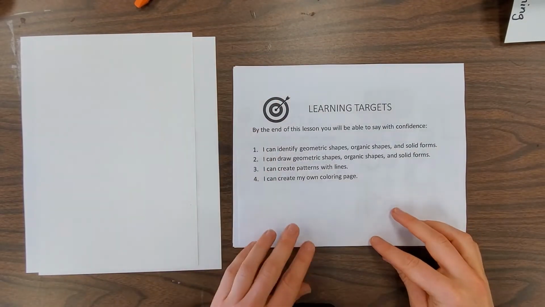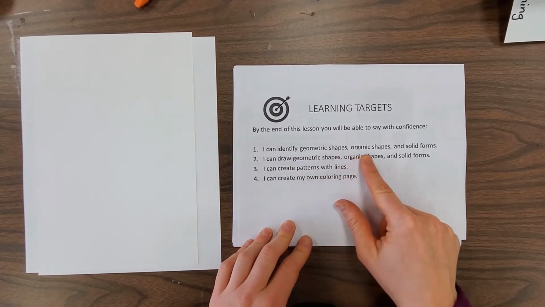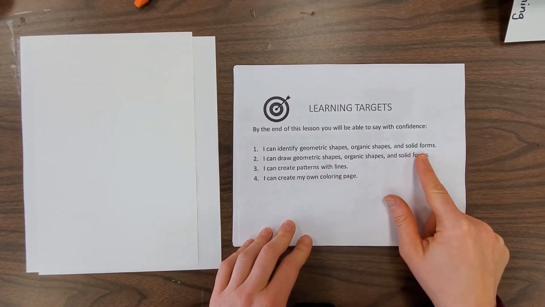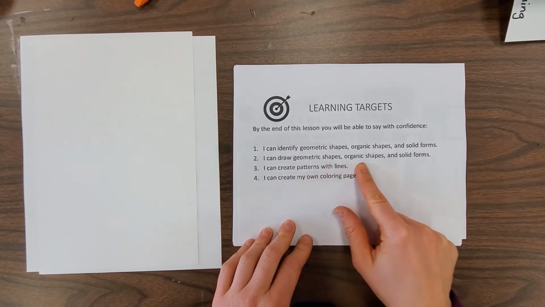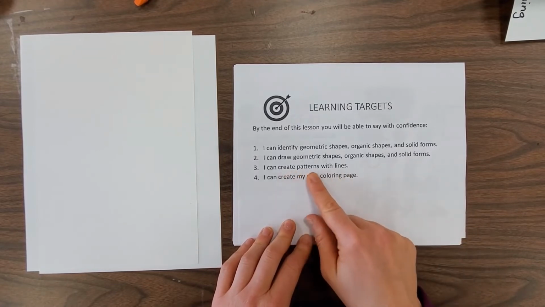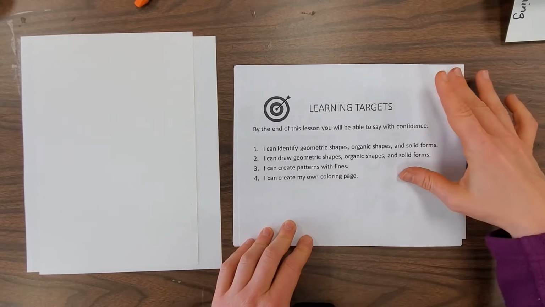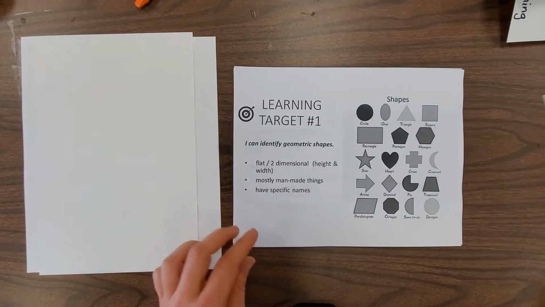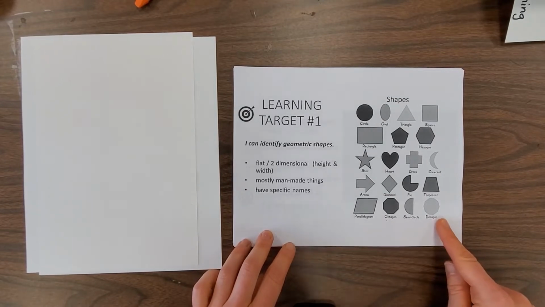By the end of this project, you will be able to identify geometric shapes, organic shapes, and solid forms. You're going to be able to draw those geometric shapes, organic shapes, and solid forms too. You're going to create some patterns with lines, and at the very end, you will have created your very own coloring page. First, let's talk about those geometric shapes.